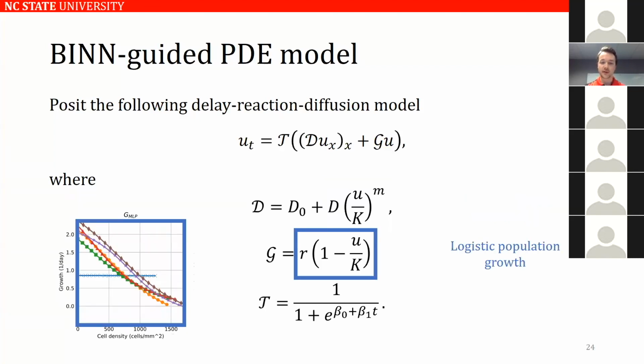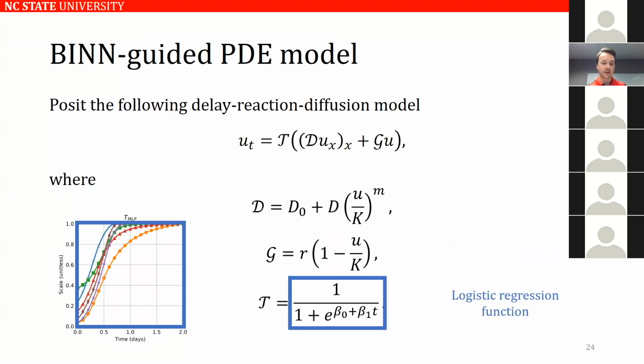The growth functions, because they're all linearly decreasing, this strongly suggests that the logistic population growth model is correct. So we're going to go with that as well. That's the intrinsic growth rate r, and also carrying capacity K. And finally, the time delay function, because it's sigmoidal, we're just going to use the logistic regression function, which adds two new parameters, beta naught and beta 1.